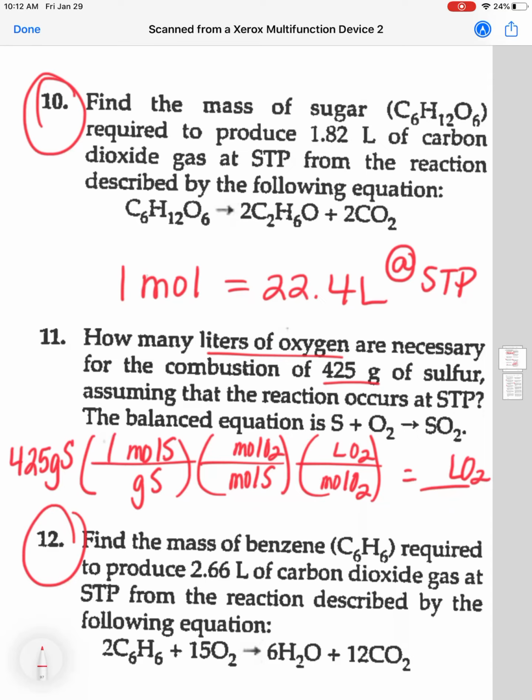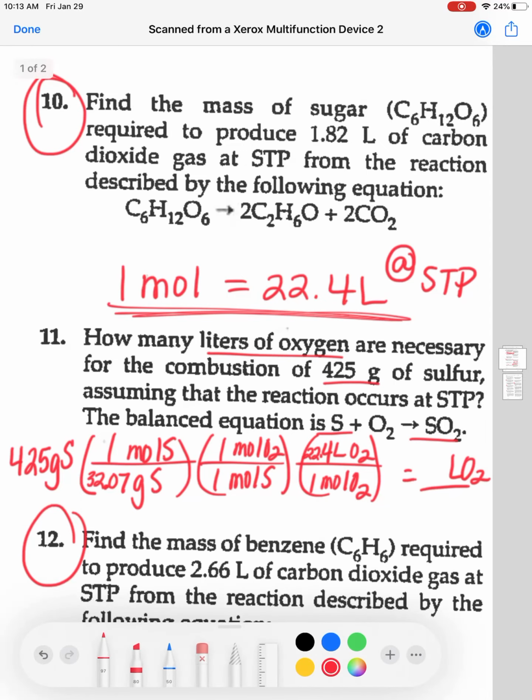Grams to moles conversions, I can put a 1 with the moles side. I look up sulfur on the periodic table. It's around 32.07 grams per mole. Now, to go from moles of sulfur to moles of oxygen, I have to consult my balanced equation. And it looks like it's got coefficients of 1 for each of those. Now, moles to liters, we're going to use this helpful hint up here that we had. 1 mole is the same thing as 22.4 liters.